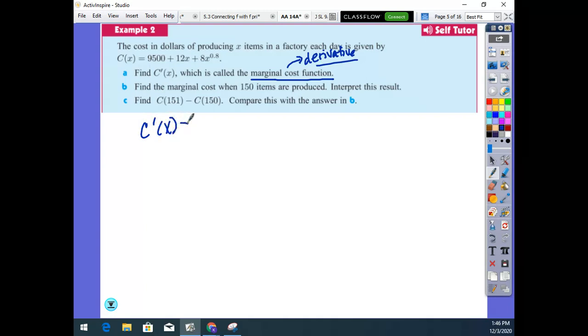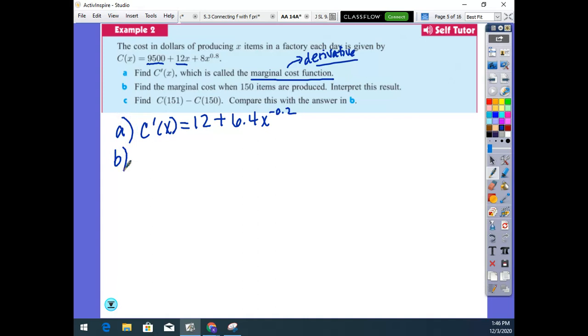All right. So the derivative of our cost function: the constant goes away. 12 plus 0.8 times 8 is 6.4. 0.8 minus 1 is negative 0.2. And that's our derivative. That's part A.